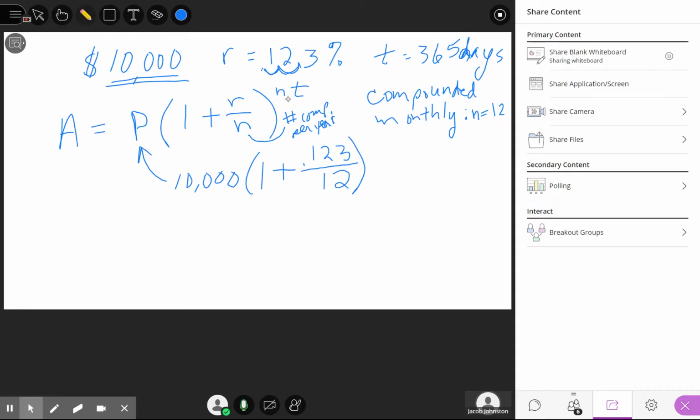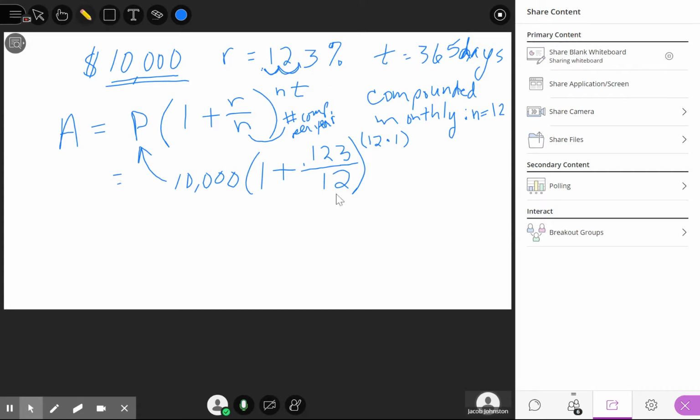Okay, and then we have to raise it to the nt power, and I recommend putting this into parentheses. The nt power would be n is 12 times t, and again, put t in years. So even though the problem might say 365 days, you're going to put that in as a 1 because it's 1 year. Or it might say 6 months. Well, 6 months is half a year, so you would put in t equals 0.5 then. So make sure you're putting your time in years.